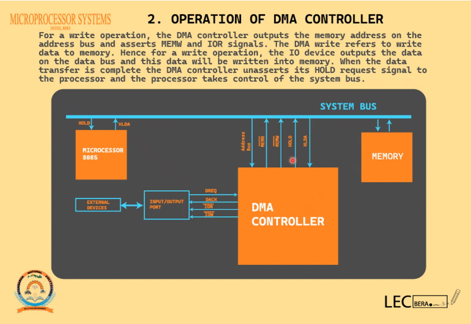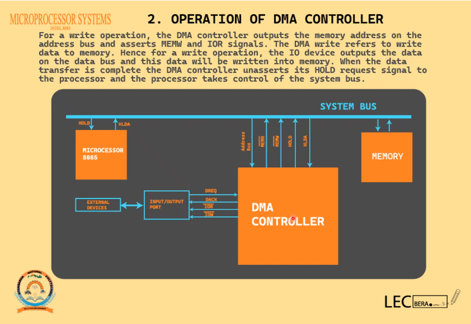For that data to be written to the memory, I have to assert another signal low, and this signal is the memory write signal. This signal is going to be asserted low. After that has happened, the external device is going to put data on the data bus, and that data is going to be written to the memory location. So that is when it is a write operation.